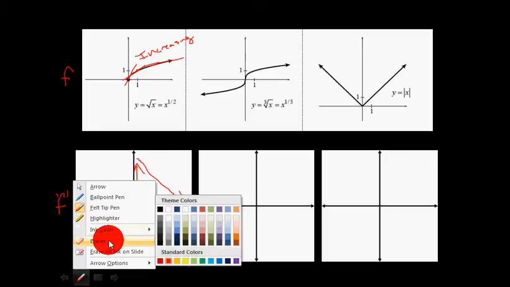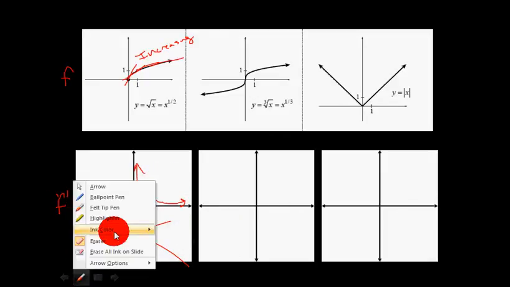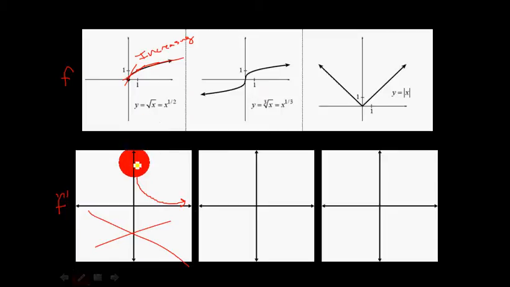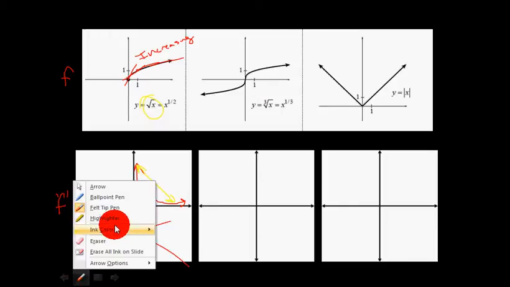Let me change colors. It could even look something like this. We don't know exactly because, well, we do in this case, we have the function there, but we don't know how to, at this point, find the exact derivative. So it's probably one of these two, the derivative function. Okay, on to the next one.